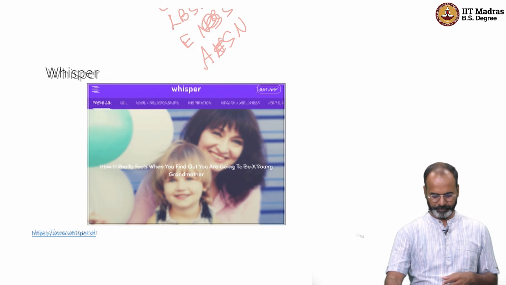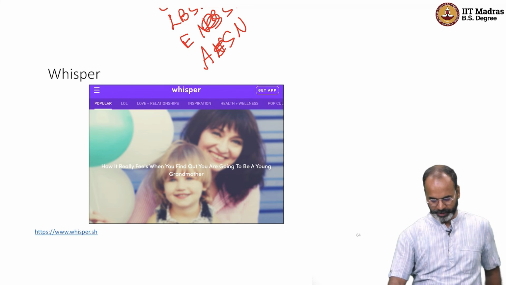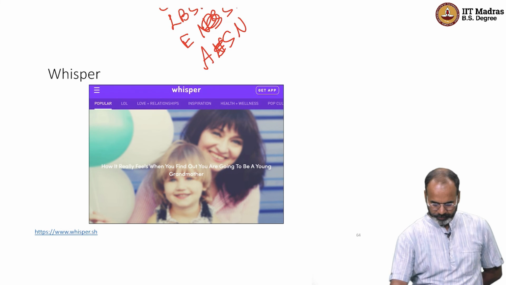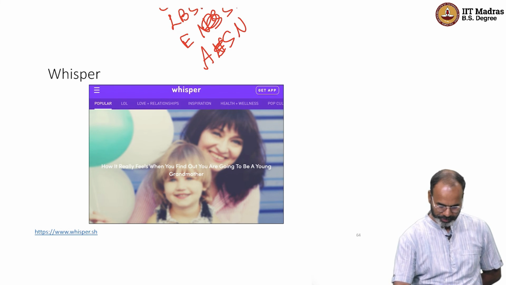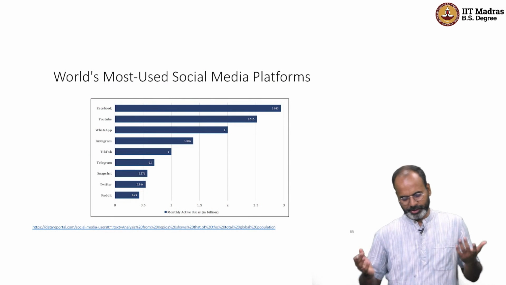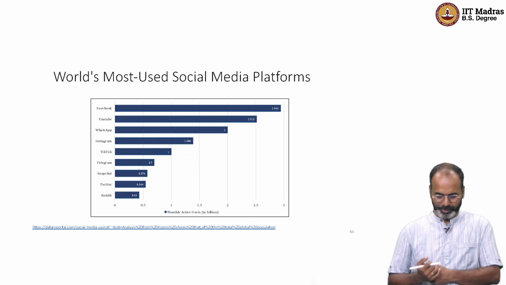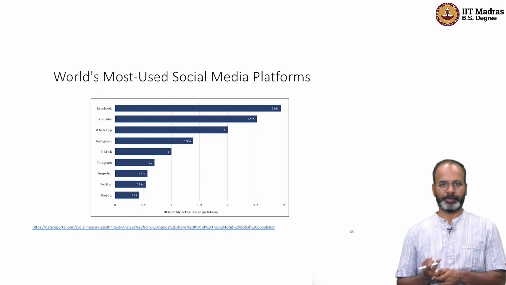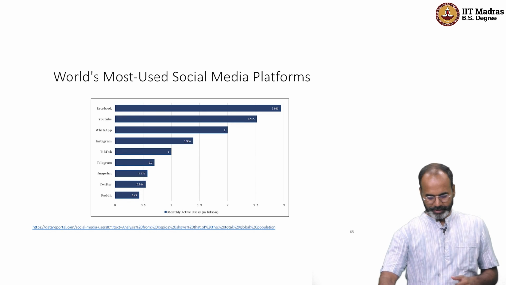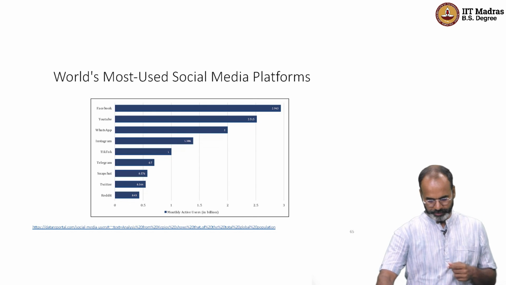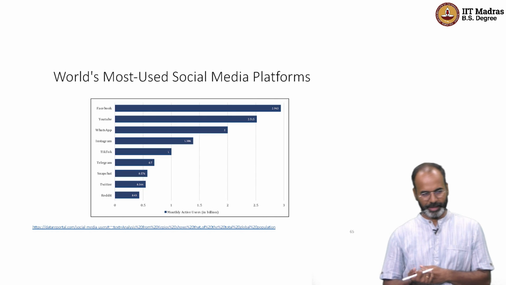If you were to look at different types of networks: online social network, location-based social network, ephemeral social network, anonymous social network. Online social network would be Facebook, Twitter. Location-based social network would be Foursquare. Ephemeral social network could be Snapchat. Anonymous social network could be Whisper. Right? So that's how I would look at different networks.